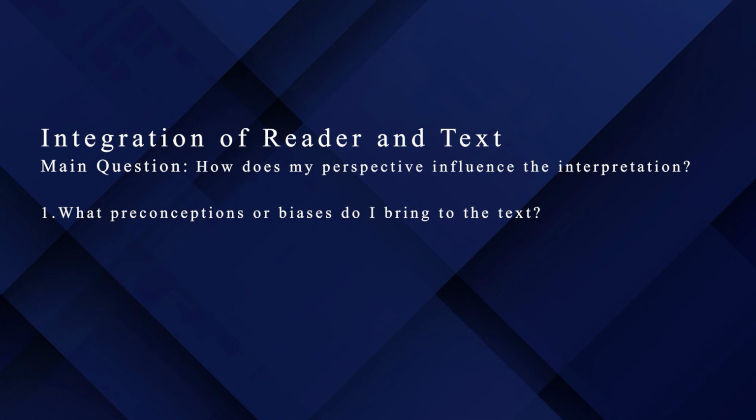What preconceptions or biases do I bring to the text? Rumi hailed from a certain school of thought in Islam. As a Christian reader or as a Muslim reader from another school of thought within Islam, I have some biases. When I'm interpreting the text, will I allow myself to bring those preconceptions and biases into my interpretation, or will I have the courage and strength to analyze the text objectively?